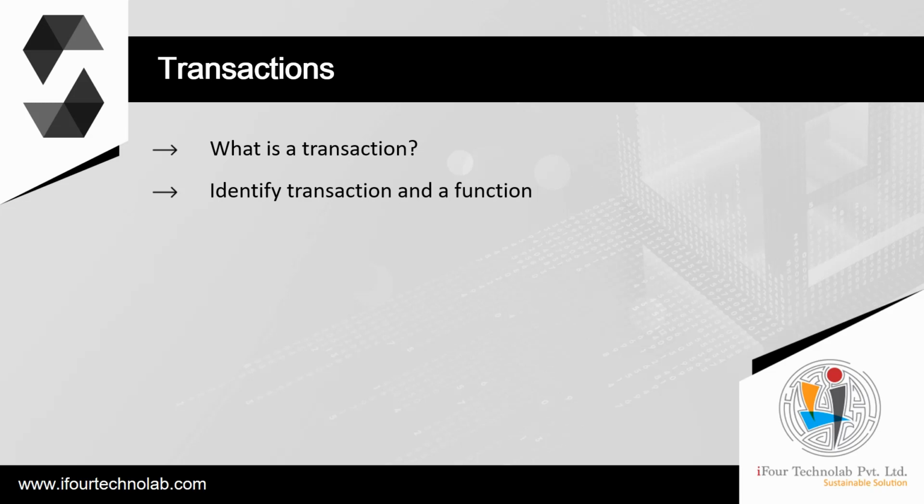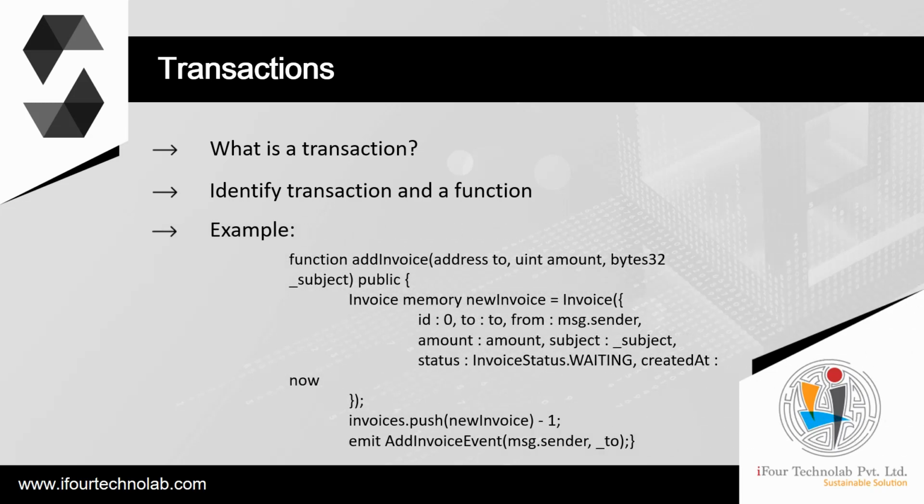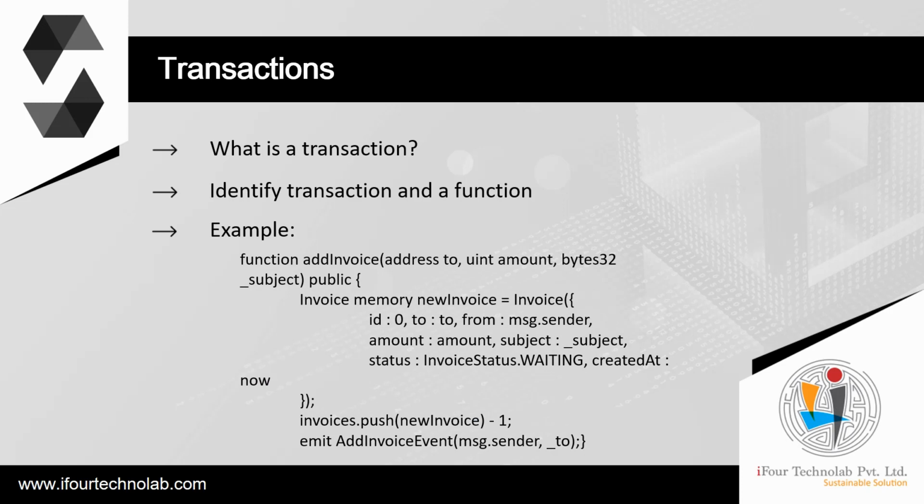Identify a transaction and a function. If a constant keyword is present in the function declaration part, then it is a normal function, else it is a transaction. The transaction creates a new block in the blockchain and saves the transaction-related data in that block. Example. Here, in the example provided, constant is missing, which makes it a transaction.